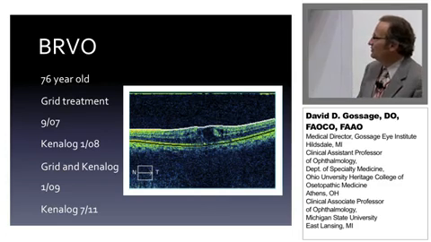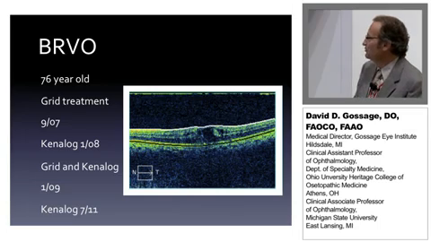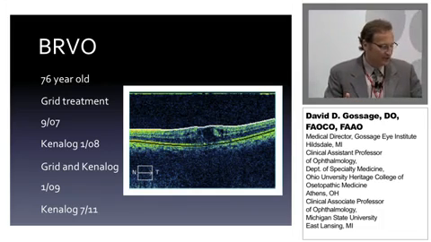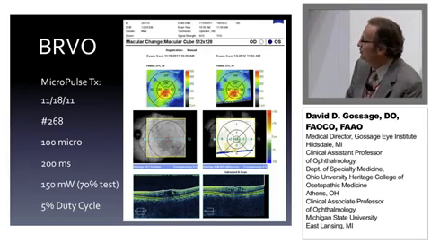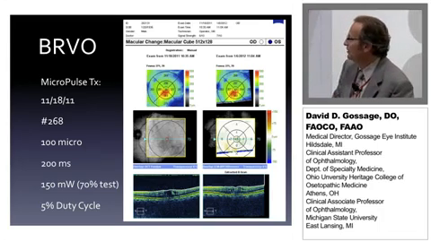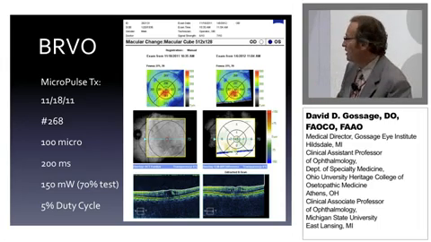This is a 76-year-old who had previous grid treatment back in September of 2007 with the branch retinal vein occlusion. Also had some Kenalog. I think they may have had Ozurdex too. I'm not sure. I can't remember on this one. But this was using the lower power setting once again, because this is back in November of last year. We used 200 microns, 200 milliseconds, 150 milliwatts, which was about 70% power at that time.